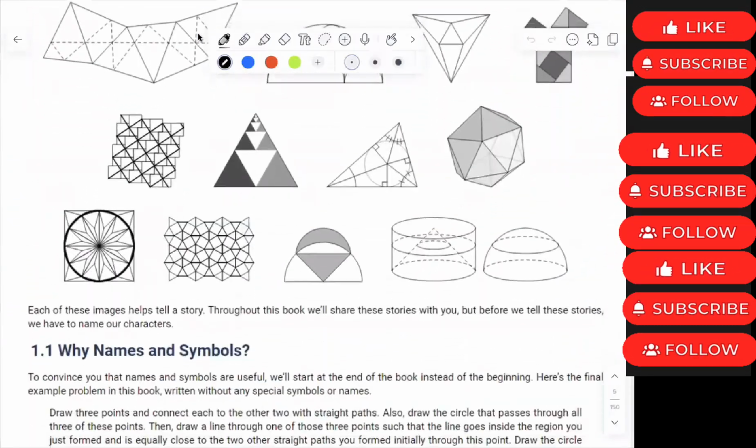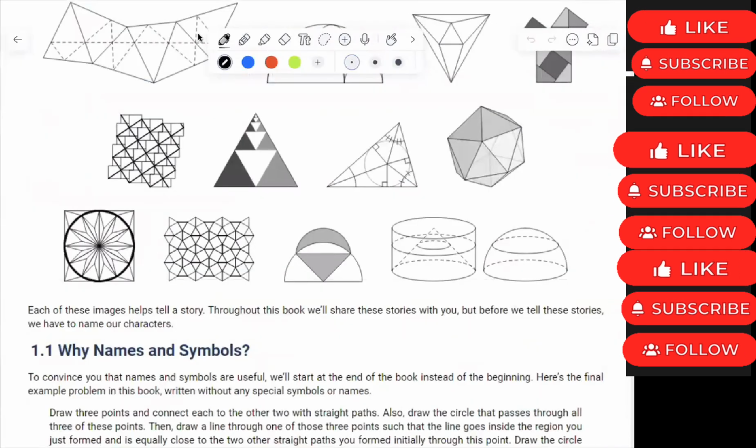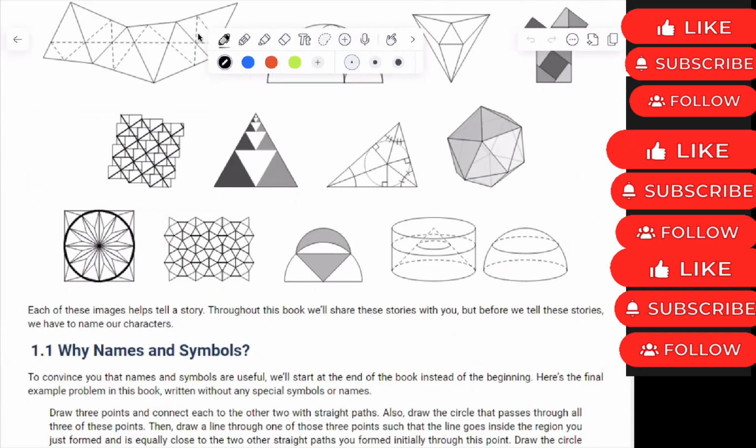Okay, what's in a name? We're just going to be talking about how each of these images tells a story. This book will share these stories with you, but before we tell these stories, we have to name our characters. Or rather, it's an introduction to geometry.